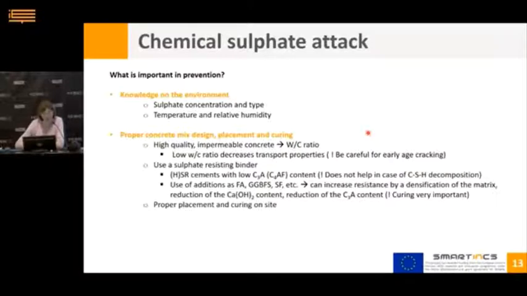So curing is very important, as I told you already, and especially for these concretes with supplementary cementitious materials, as they react slower, and we should be sure that curing is done in a good way.